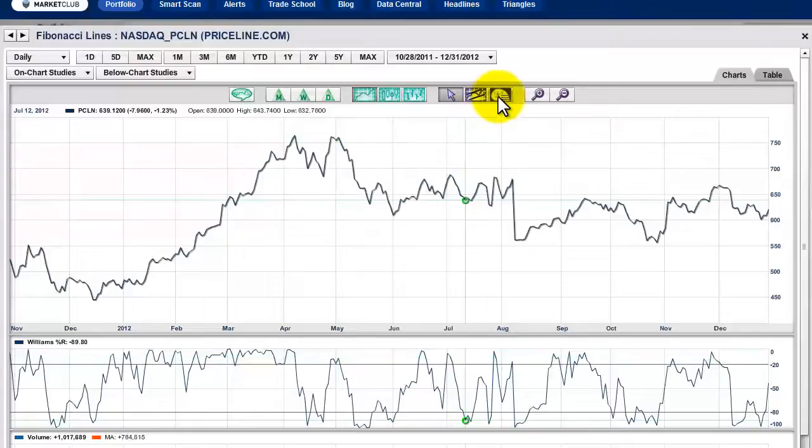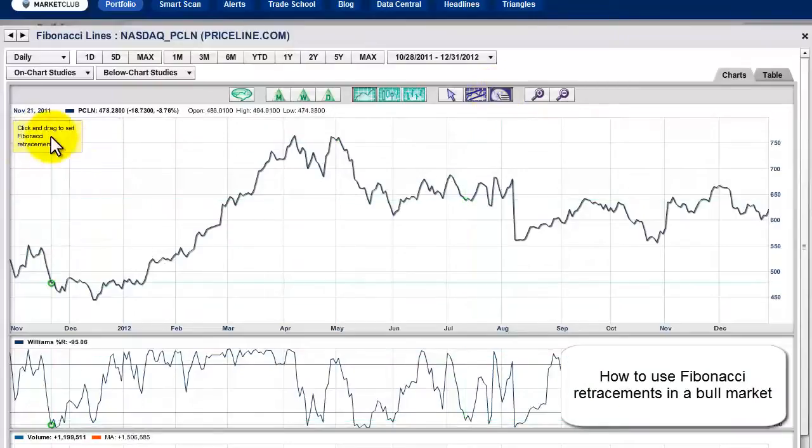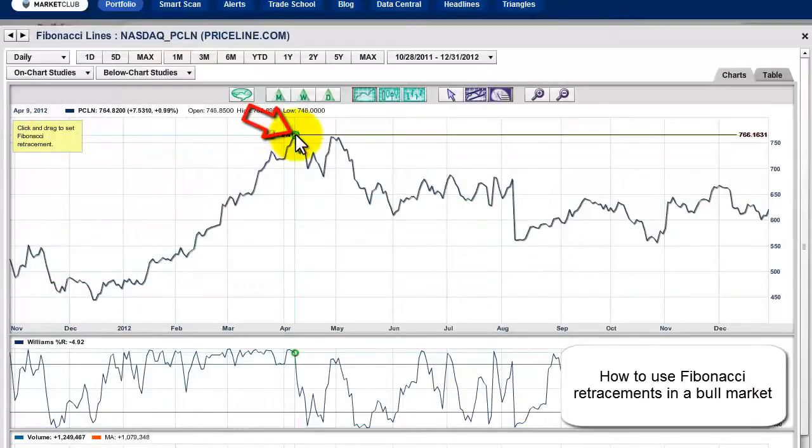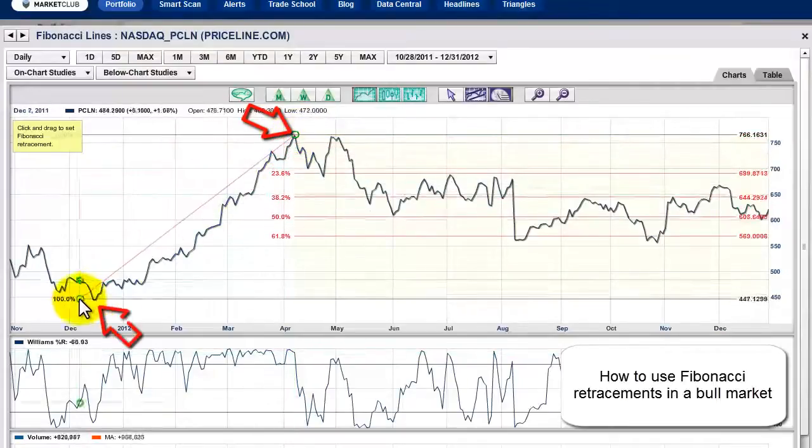First things first, go up to the Fibonacci tool right here, click it once. It shows you a little yellow box right here. It tells you the tool is live. Then you go to the highest point on the chart, which is right here. You can see that right here. Click once, and you can see the tool becomes alive. Then drag it down, hold the mouse, and drag it down to the lows.